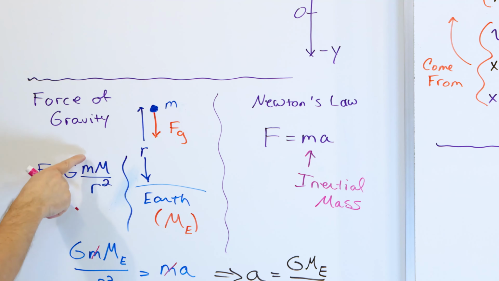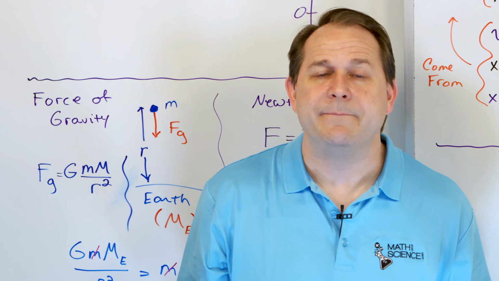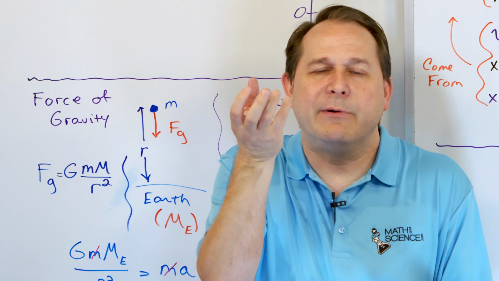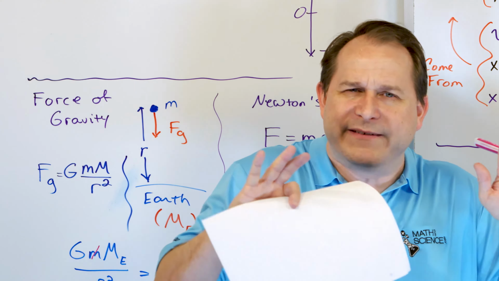And this thing over here is called the gravitational mass. And it turns out that the gravitational mass and the inertial mass are the same value, right? The gravitational mass determines how much force is going to act on the object, and the inertial mass determines how much it resists your motion.